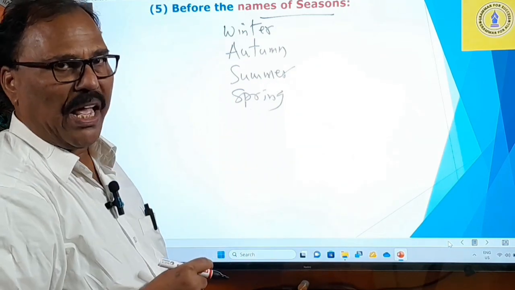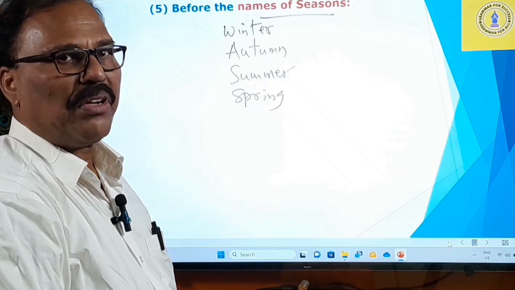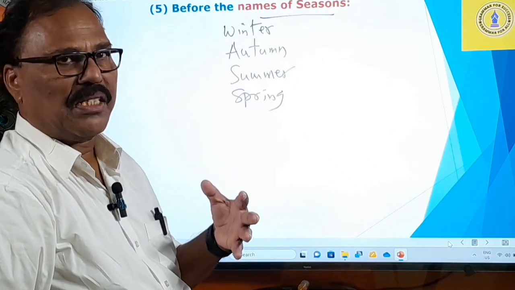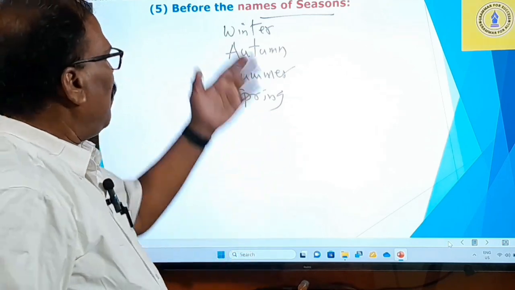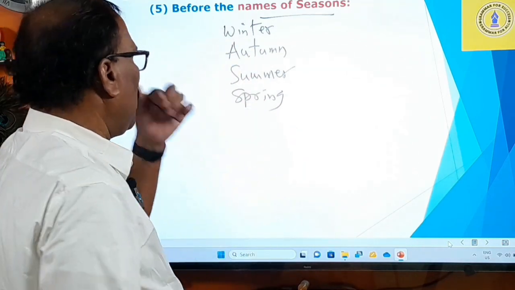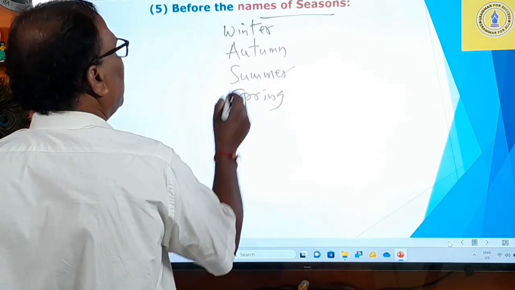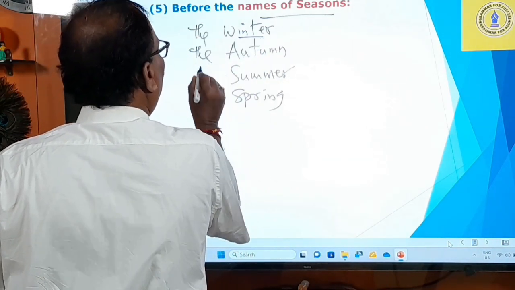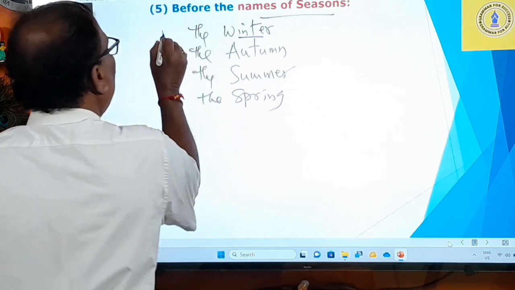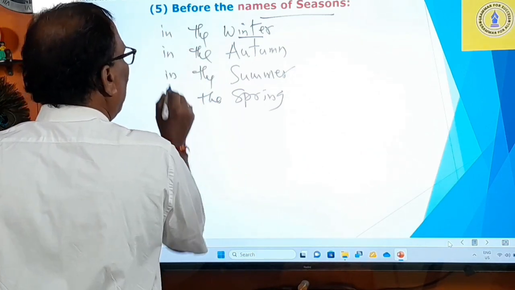According to the English calendar, we have only four seasons. Each season lasts for 3 months, four threes are 12 months, like that, you know. And winter is there. So before this winter, we should not use any article. We cannot say "in the winter", "in the autumn", "in the summer".